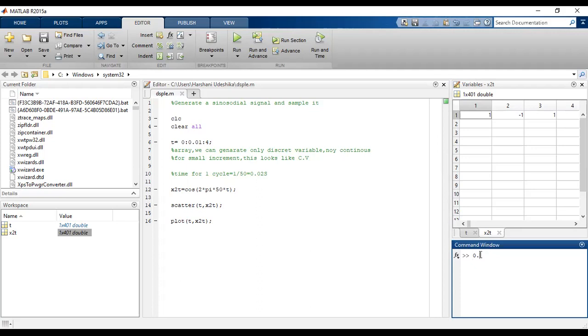Okay, so it has up to 4, 0.02. This is one cycle time. Okay, this is one cycle time, and you have time up to 4 seconds. So 4 divided by 0.02. That means you will have 200 cycles.